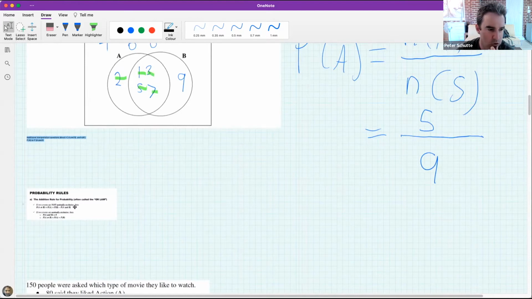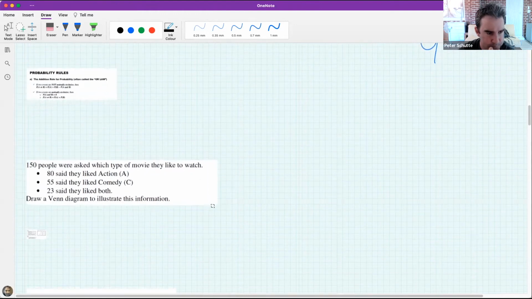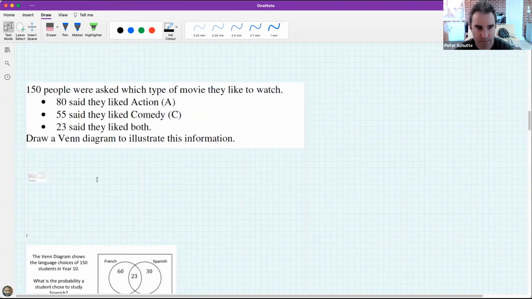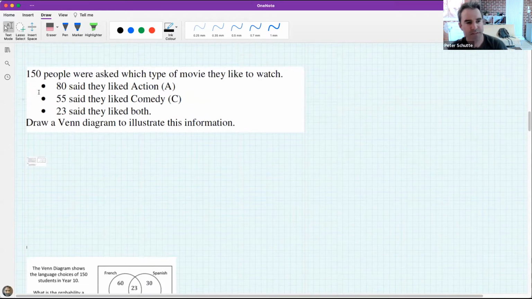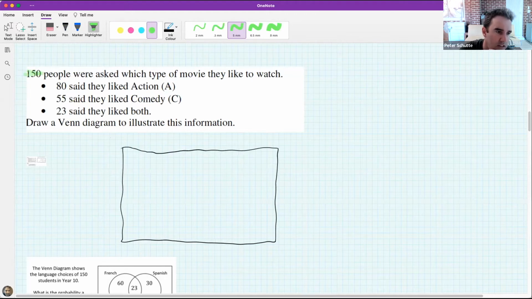Let's have a go at another question like this. Okay, so 150 people were asked which type of movie they like to watch. Draw a Venn diagram to illustrate this information. See if you can draw a Venn diagram to illustrate this information. So you start with the sample space, which you know is this number here.